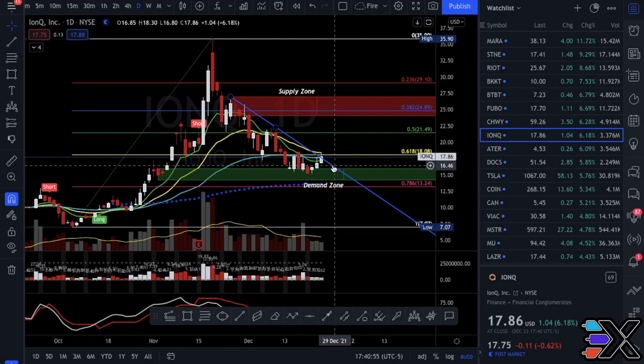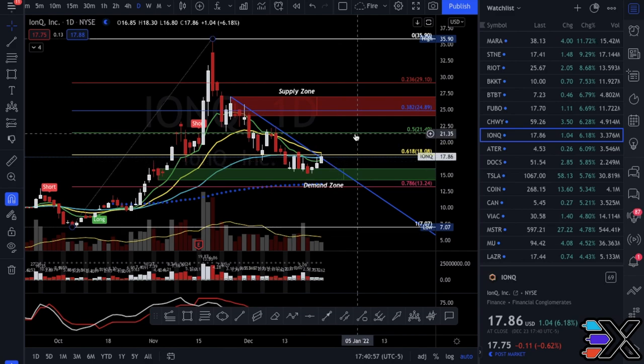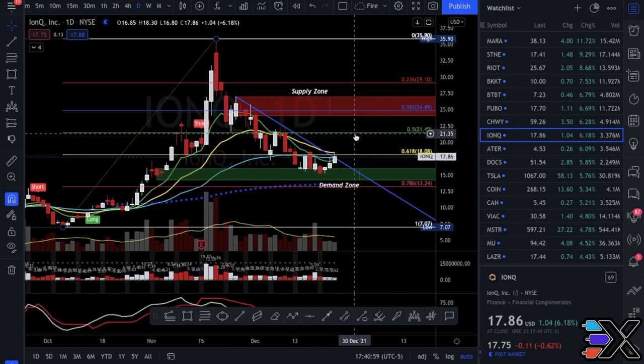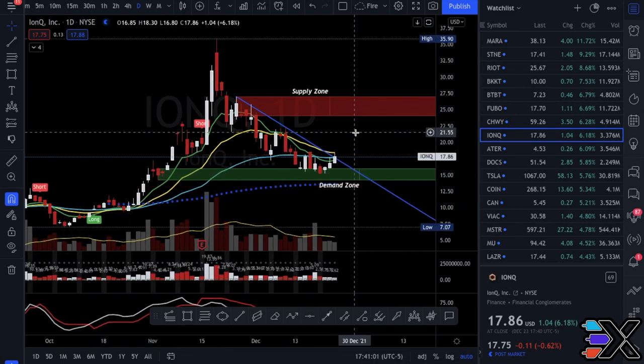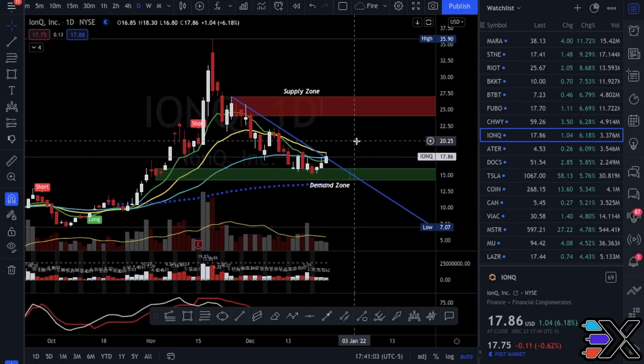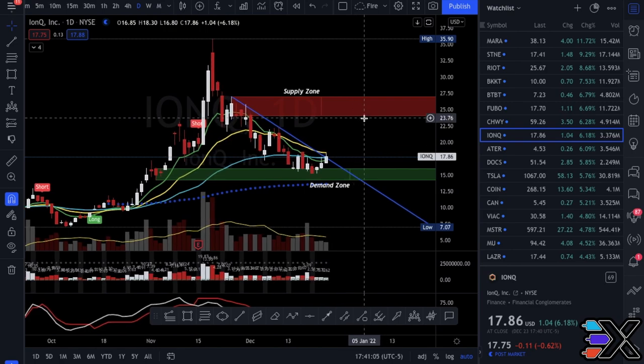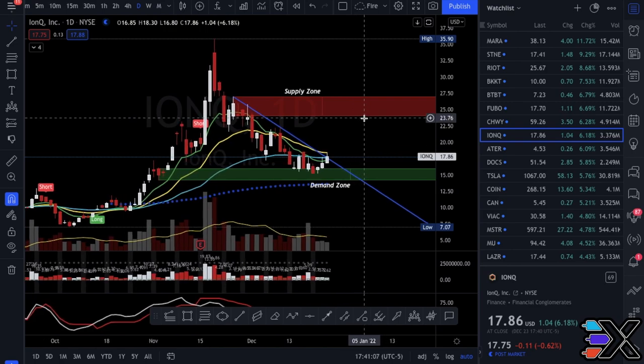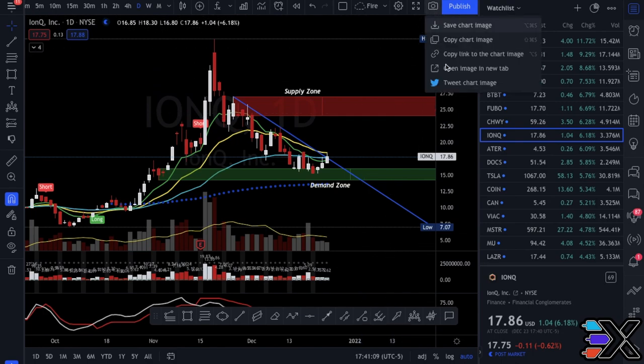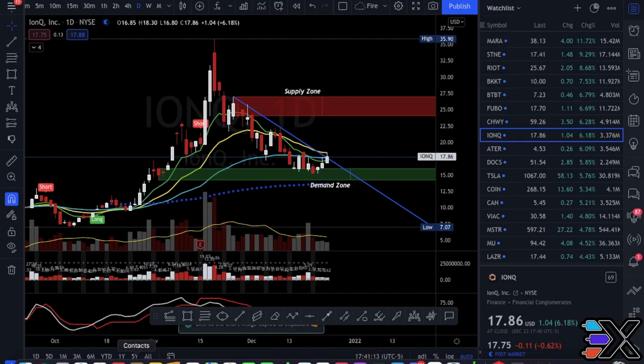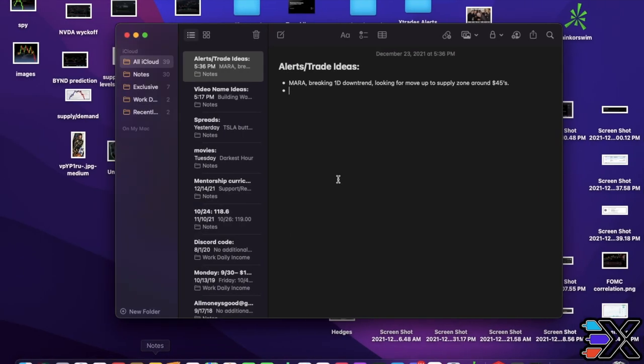And looks like here we got our next one. This is IONQ. It's actually a pretty new stock, I believe. And you can see it's poking out of that downtrend. You got a nice demand zone. Got a pretty big supply zone overhead. I'd probably use that as a target.